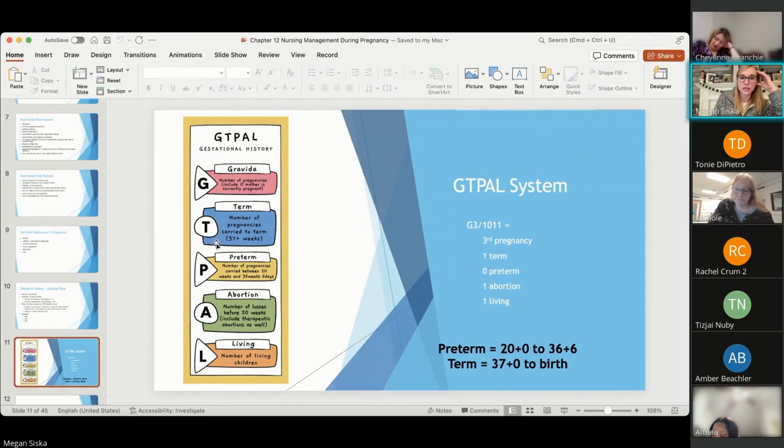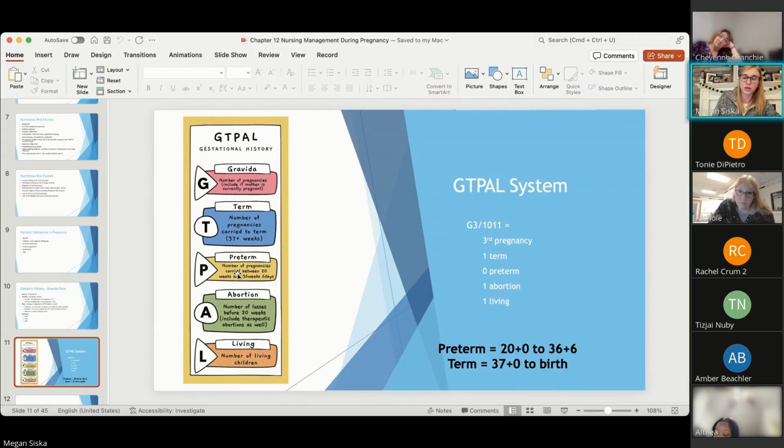Now your TPAL, this is a way to describe your para a little bit more, so to describe your deliveries a little bit better. So the T is term. And remember, a term pregnancy is any pregnancy that was carried and delivered to at least 37 weeks. So 37 plus 0 and on is a term. The P here stands for preterm. So remember, preterm is anywhere from 20 weeks to 36 plus 6.